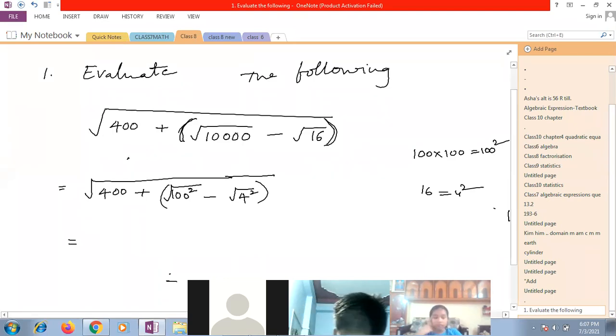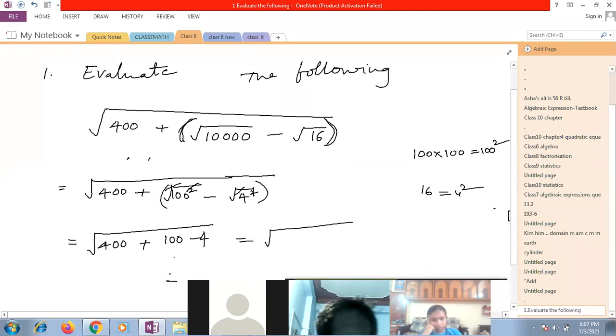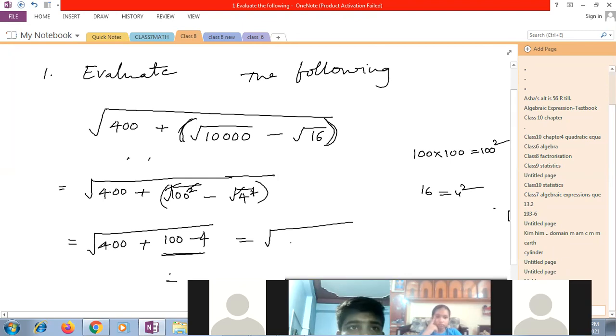Yeah, here you see the part. It's 400 plus this becomes square and root will cancel over here. Only it becomes 100. Here also square and root both will cancel. We will get a 4. It's nothing but the square root of 400 plus 100 minus 4. How much, children? 100 minus 4, ma'am, is 96. So 400 plus 96 is 496. What is the square root of 496, children?